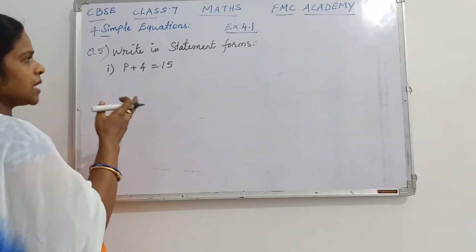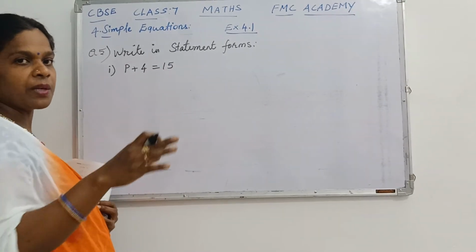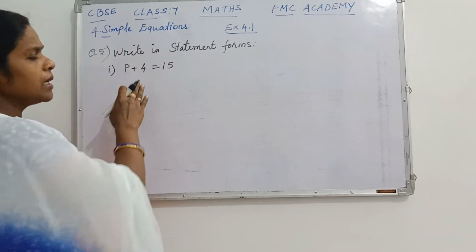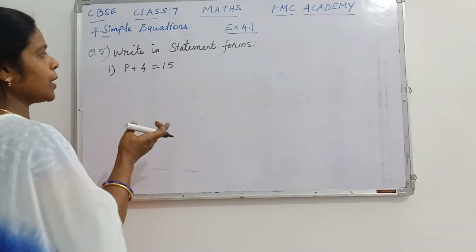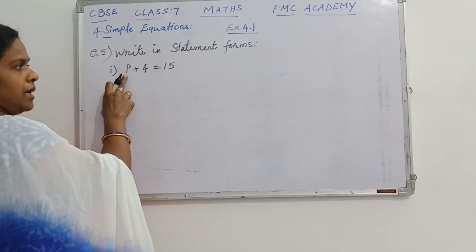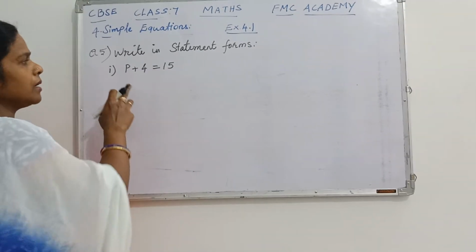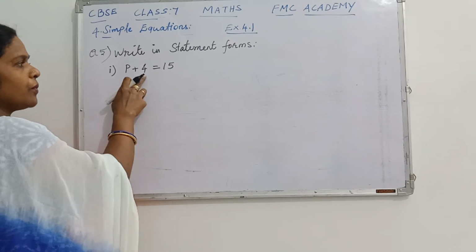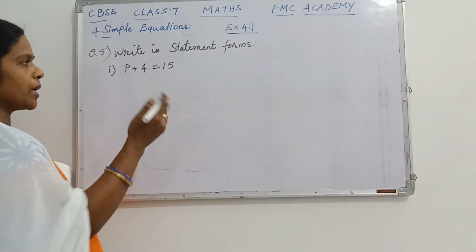Here it's not compulsory that you have to follow the same statement. Just the meaning should be there. You can write your own statement. So what can you write now? There are many ways. 4 is added with the number p gives 15, or the sum of p and 4 gives 15. Anyway you can write.